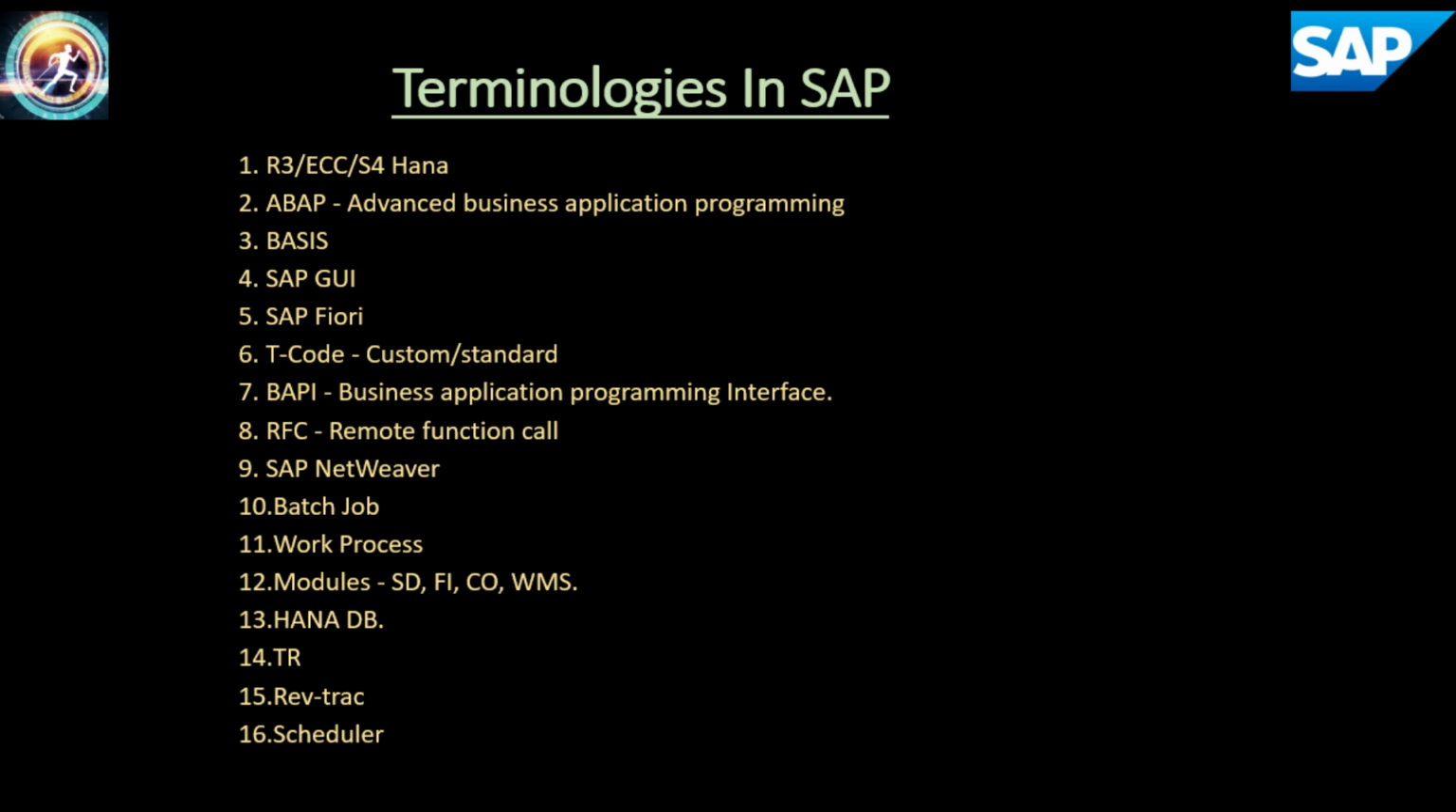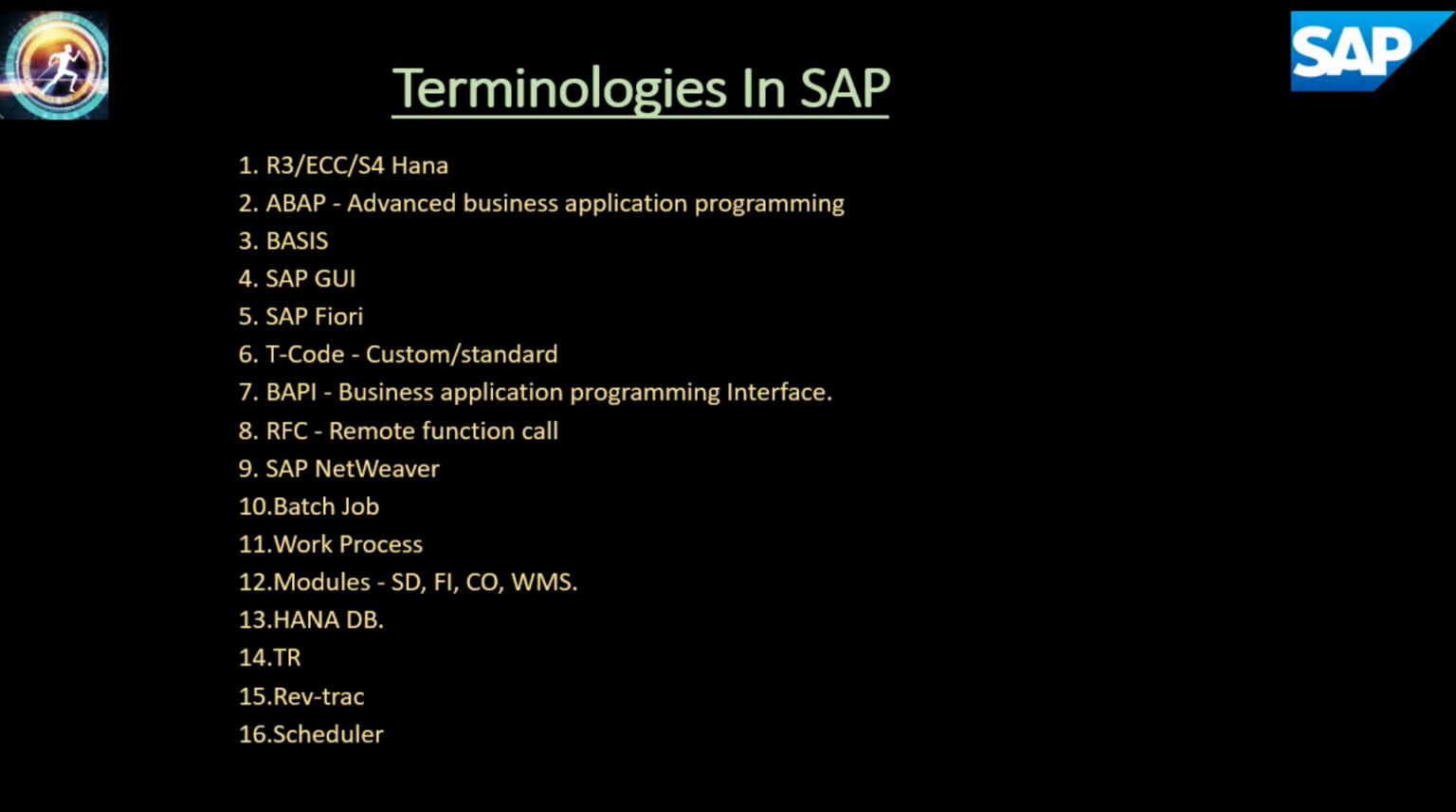Within T code we have two types: the standard T code and the custom T code. Standard T codes are the ones pre-delivered by SAP. As a product, SAP has standard features and functionality which the business can use, but because the business wants to do certain things differently from the standard process, they go for the custom T code. That carries the customization.